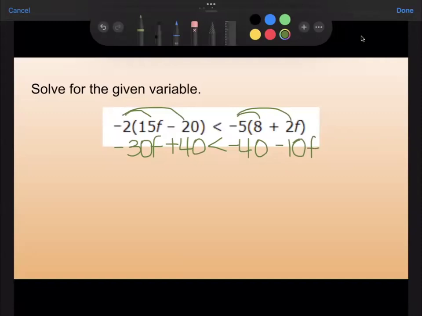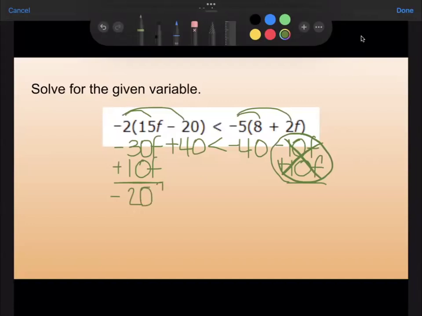Now I want to start moving things around so that my variables are together and my numbers are together. I'm going to start by moving this negative 10f over here and combining it with the negative 30f. So since it's going to cross the symbol line, I have to do the opposite to both sides. So I have to add 10f here and add 10f here. Then these will cancel out to 0. Negative 30 plus 10 is negative 20f. Then we still have plus 40 over here. Same symbol, minus 40 or negative 40.